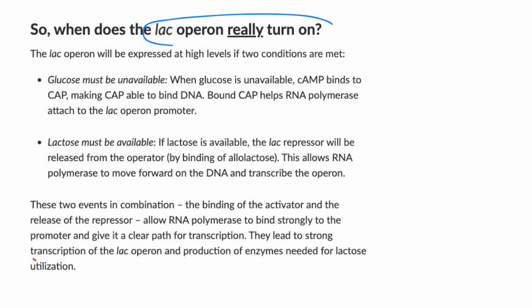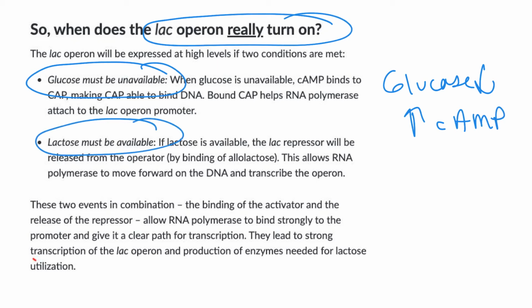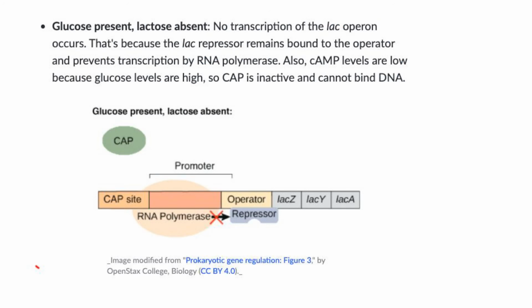So when is a lactose operon going to really get turned on? When there is low glucose, all right? So when there is low glucose, we're going to have high cyclic AMP, remember? So that's one thing. And lactose has got to be available. So you have to have lactose available. Otherwise, why would you need enzymes to break it down? So these two events have to happen in concert to get the really high levels of transcription made for that operon.